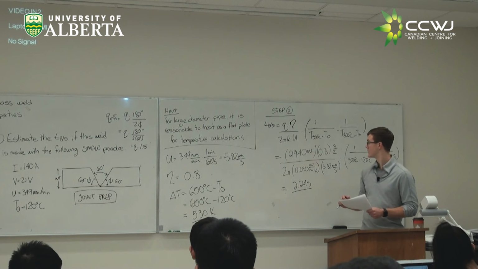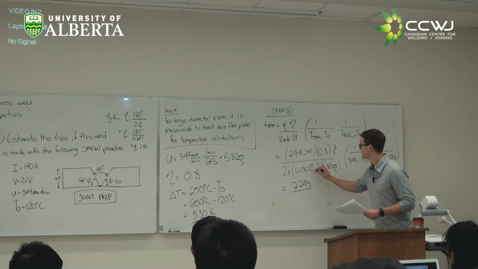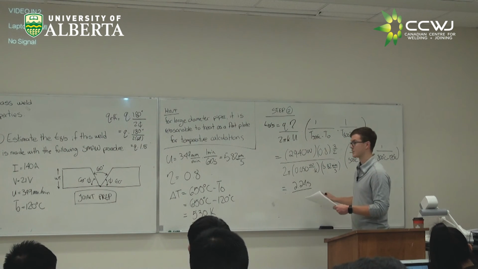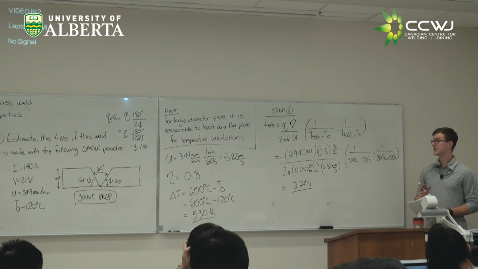I have a question about the calculation. How do the units cancel out? It's meters and millimeters. Oh, sorry, this should be millimeters. So we converted from 50 watts per meter Kelvin, so this should be 0.050 watts per millimeter Kelvin.